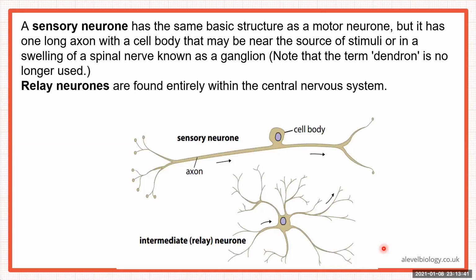So as we discussed, there is actually some basic structural difference. A sensory neuron has the same basic structure as a motor neuron. So this is a sensory neuron, right? But it has one long axon, with a cell body that may be near the source of the stimuli, or is actually in a swelling of a spinal cord, which is known as a ganglion, right?